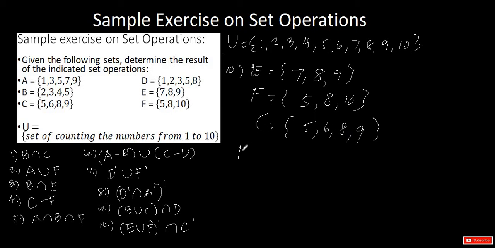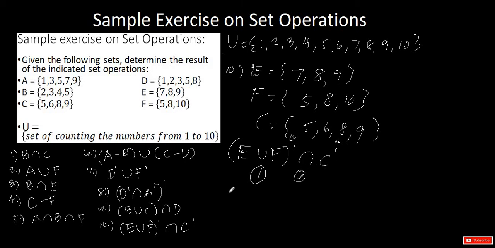Now the problem is the complement of the union of set E and set F, intersection with the complement of set C. So what are the steps here that we are going to perform? Okay, first we perform the operation inside the grouping symbol, step 1. Next we are going to perform the complements. As our step 2, we have 2 complements here. And then step 3 is to find the final result of the operation, where we perform the intersection.